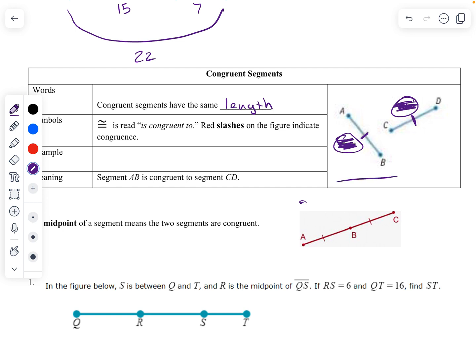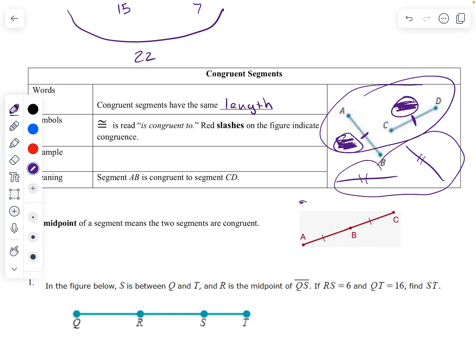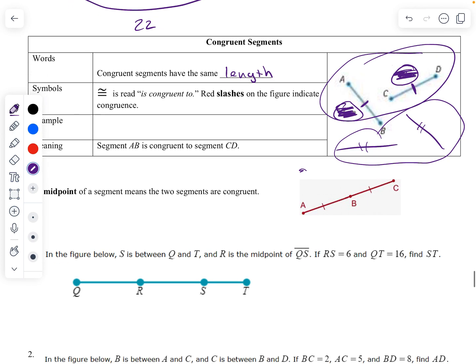Now, if we had 2 other lines that maybe weren't the same as the other ones, but they were congruent with each other, we could put 2 tick marks on them and show that these 2 are congruent and these 2 are congruent, but not all 4 are congruent with each other. So you can go 2 tick marks or 3 tick marks and so on and so forth. I guess they're calling them slashes.